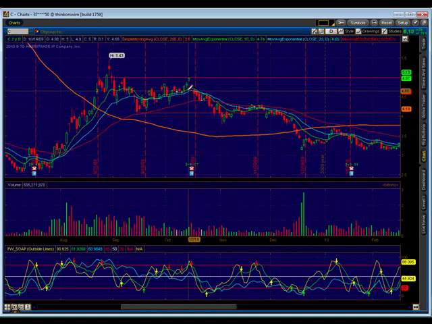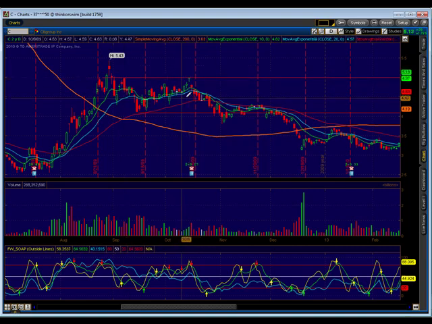Now, the more aggressive trade is once it fails to make the new high, some people will trade immediately. That's a lot more aggressive. The conservative entry, again, is to wait for the break of the neckline.